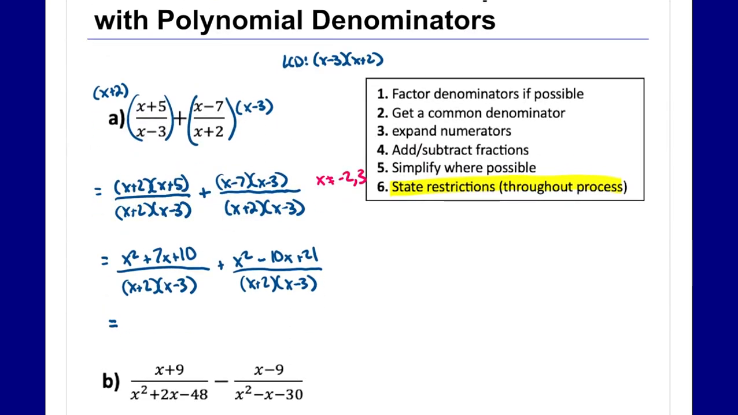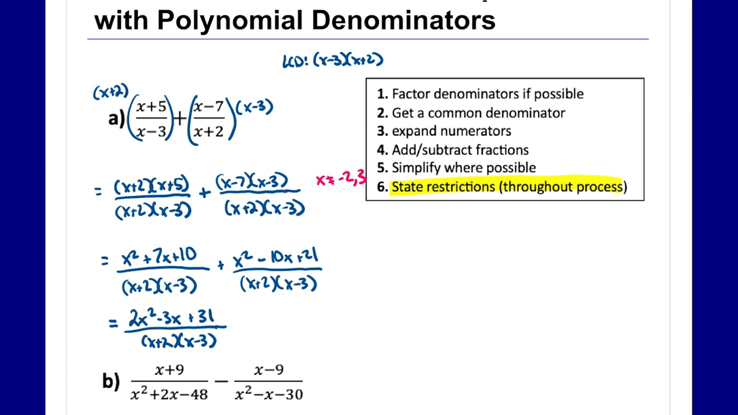So now when I add my numerators, x squared plus x squared is 2x squared, plus 7x minus 10x is minus 3x, plus 31, divided by x plus 2 times x minus 3. Nothing new has changed in the denominator, so my restrictions stay the same. So my goal now would be, can I factor or simplify the numerator? Do I have factors that multiply to 62 but add to -3? If we think about the possible factors, we would find that there are not any, so we can't simplify it into nice factors.